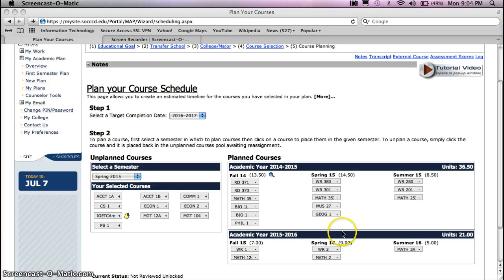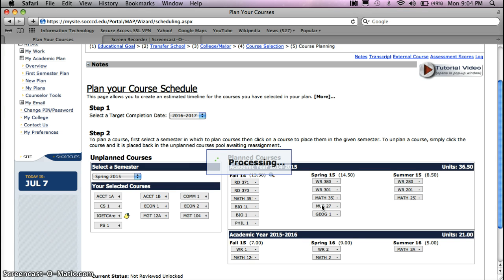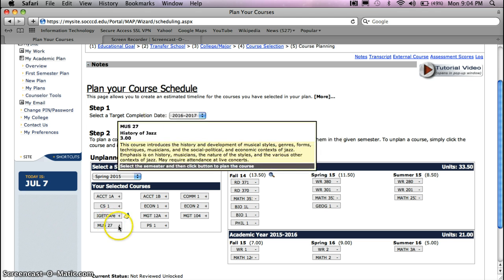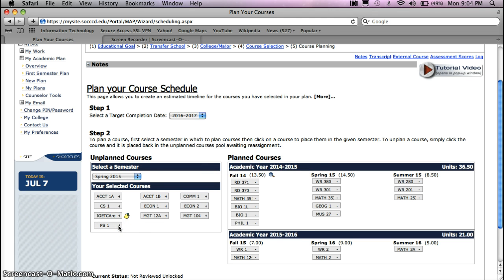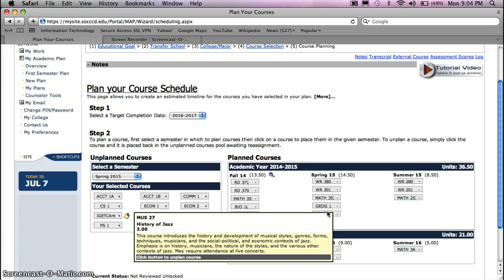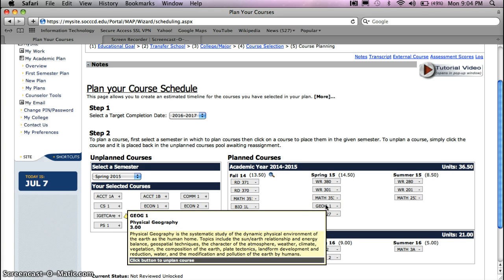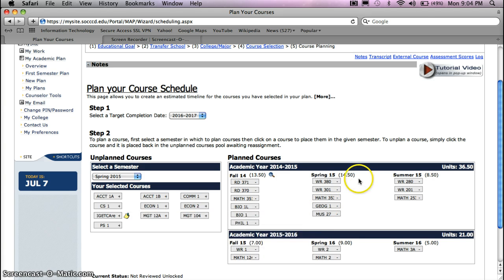Moving right along here, you'll see in spring 2015, we're at 14 and a half units. We went ahead and populated our Music 27 class. Actually, excuse me, we'll go ahead and drop it back into 2015. Music 27, which was 3 units, and then Geography, which was 3 units. That got me to 14 and a half units, which is a good average mark that we're looking at there. Again, the classes that you're populating per term may look different.